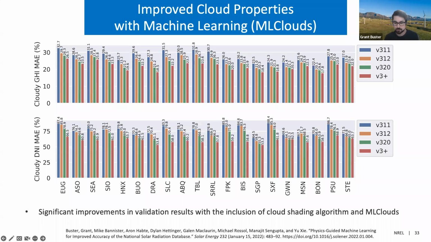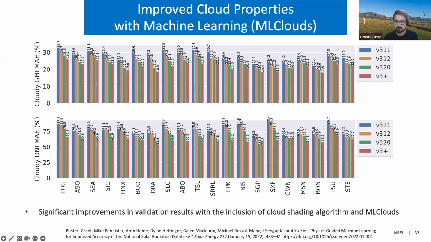As part of this paper, we did a pretty comprehensive validation. There are, I think, 20 ground measurement sites throughout the US. Right here, all you're seeing is the mean absolute error for DNI and GHI for time steps that are cloudy. So basically what you're seeing is the improvement over these versions, specifically for these cloudy time steps, improvements in the cloud properties, et cetera.